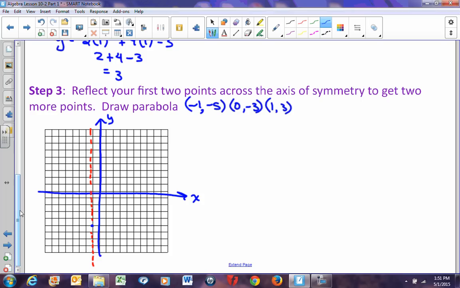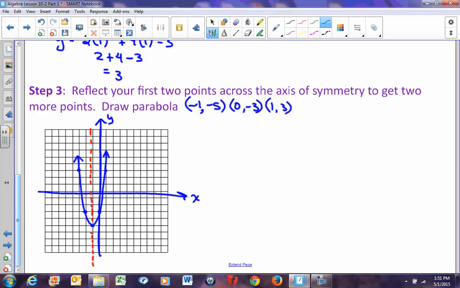So now my second point is 0, -3, so 0, -3, 0, 1, 2, 3. Here's this point. It is 1 unit to the right of the axis of symmetry, so its counterpart should be 1 unit to the left of the axis of symmetry. My last point is 1, 3, so 1, 1, 2, 3 is here. That is 2 units to the right of the axis of symmetry, so I have to go 2 units to the left of the axis of symmetry for my other point, and now I can draw my graph.